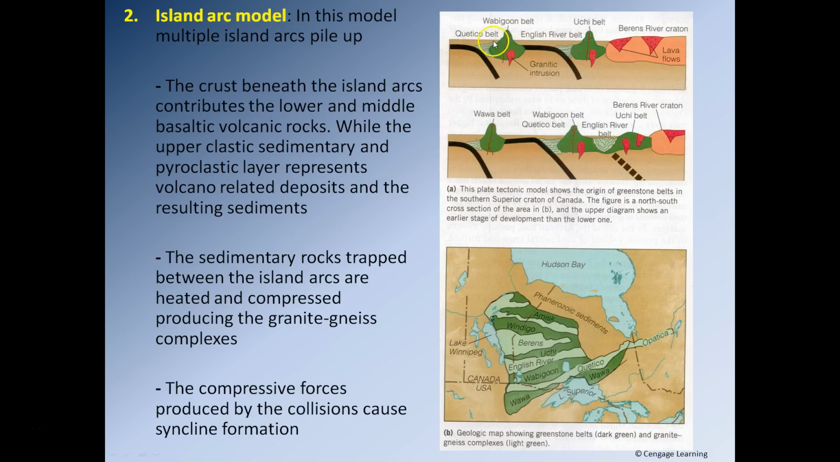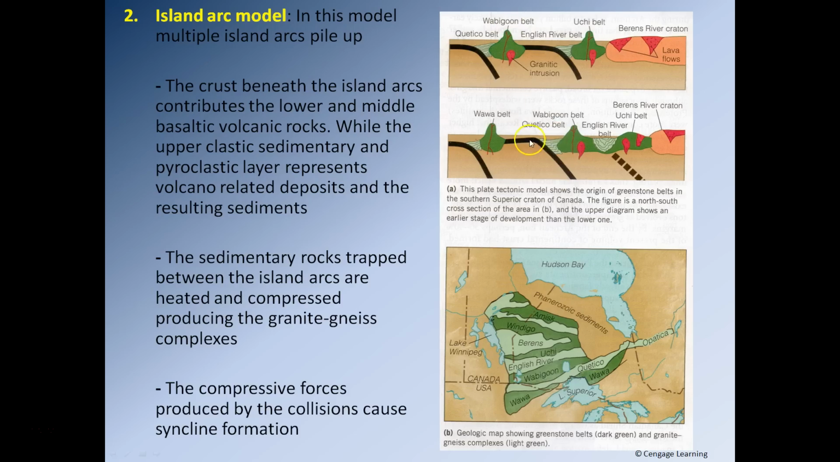Then the upper portion of the sequence, which consists of clastic sedimentary rocks or maybe pyroclastics, comes from the island arcs. And so that helps to explain how we get our 3 distinct layers as part of our greenstone belt, even though common sense would suggest that the island arc itself should be dominated by felsic and intermediate volcanic rocks, and therefore we shouldn't have greenstones.